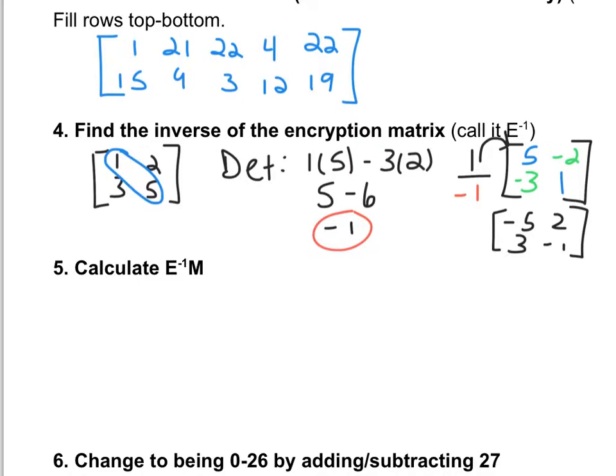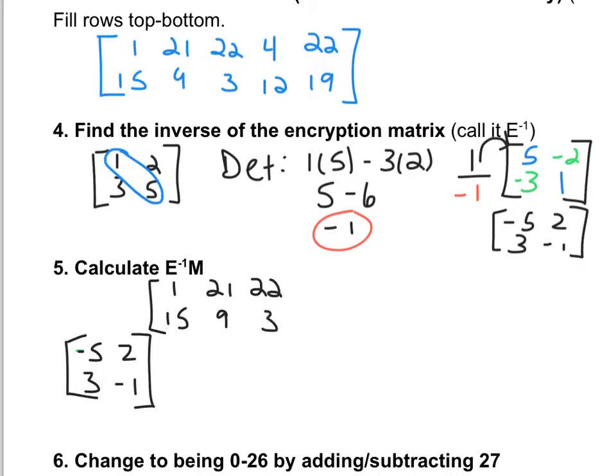So I'm going to multiply what I just found, negative 5, 2, 3, negative 1, to my matrix farther up, which is 1, 15, 21, 9, 22, 3, 4, 12, 22, 19. And we're ready to multiply like normal. Set up my grid.